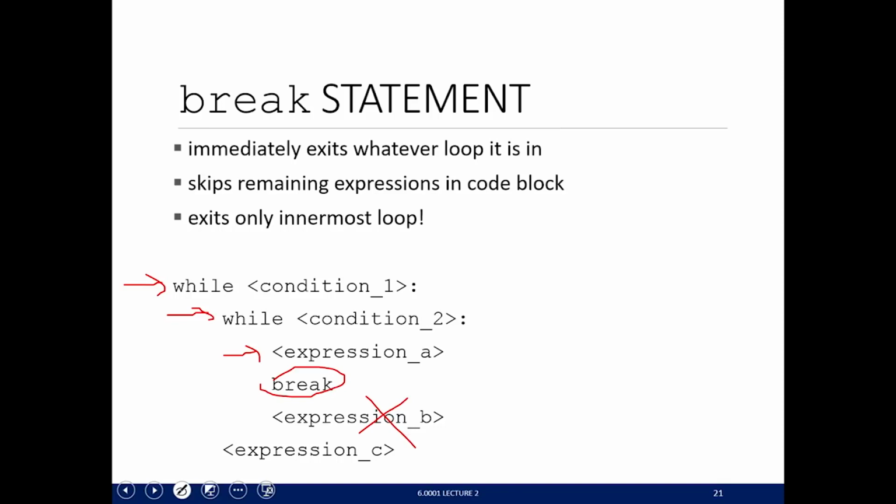And break is going to immediately exit out of the innermost loop that it's in. So this while loop that has condition 2, that's the innermost loop that the break is found in. So we're going to exit out of this innermost loop here, and we're evaluating expression C. And notice we're evaluating expression C because expression C is part of the outer while loop. It's at the same level as this one. And these ones are part of the inner while loop.